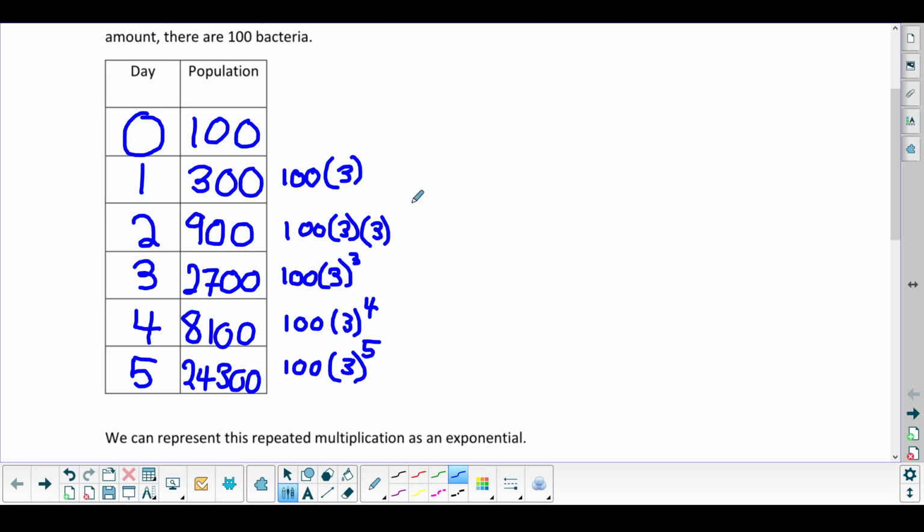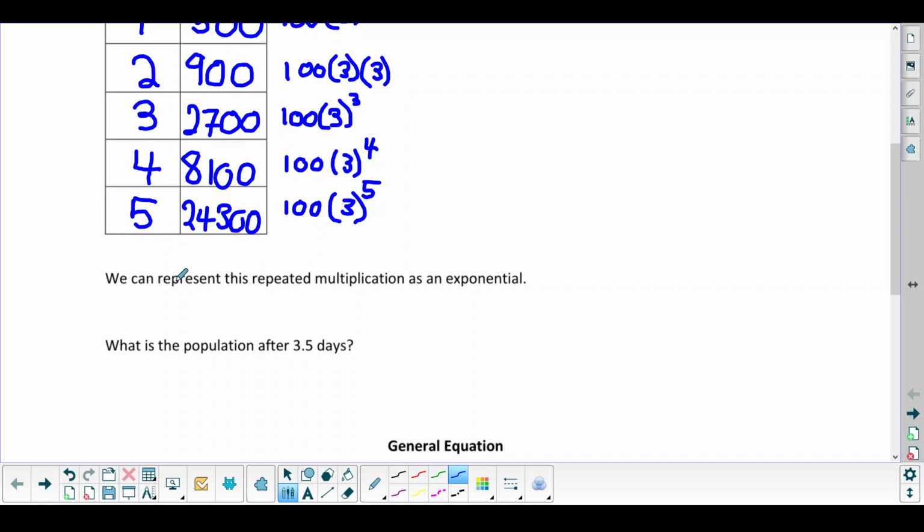Okay, so we don't want to do these tables of values. This would be a lot of work to do for questions, to write out every single day. Sometimes maybe that's what we want to do, but we want to be able to represent it using a function. So we can represent this repeated multiplication as an exponential. So we might say the population, lowercase p, on day x is equal to 100 times 3 to the power of whatever day we want to know.